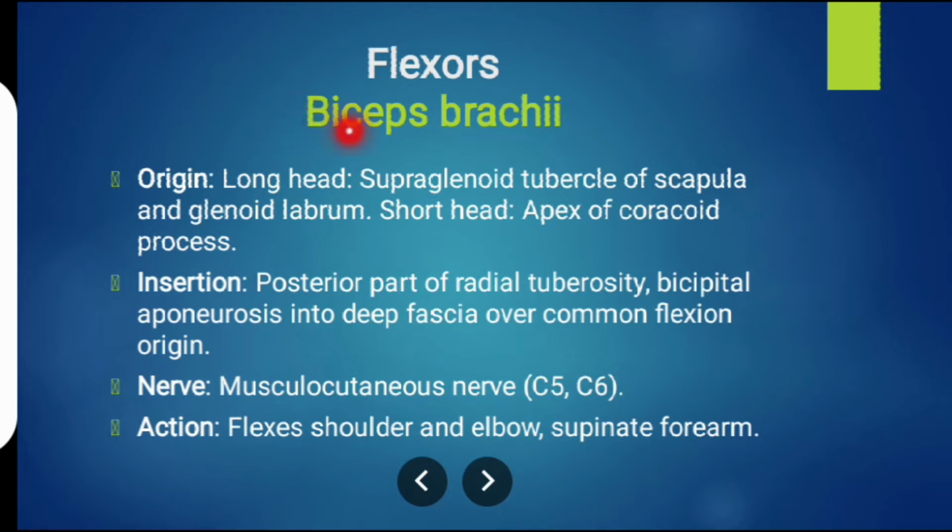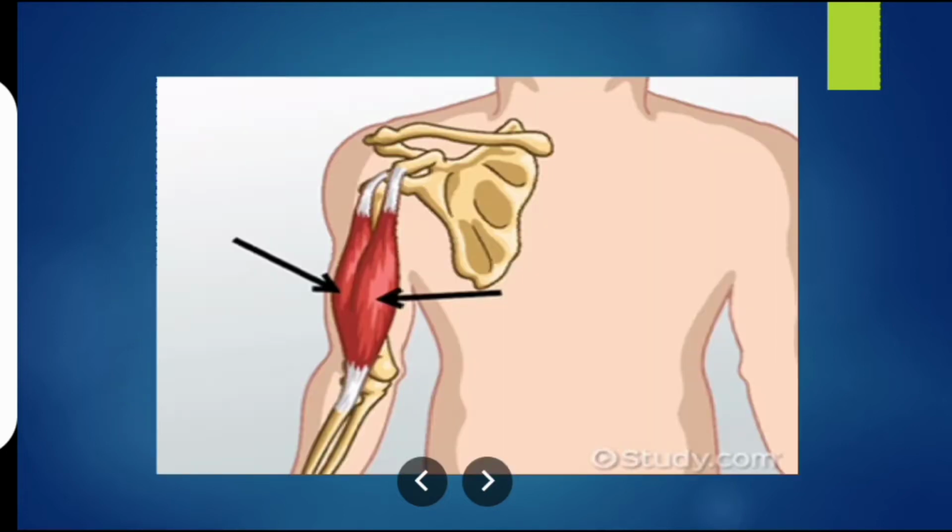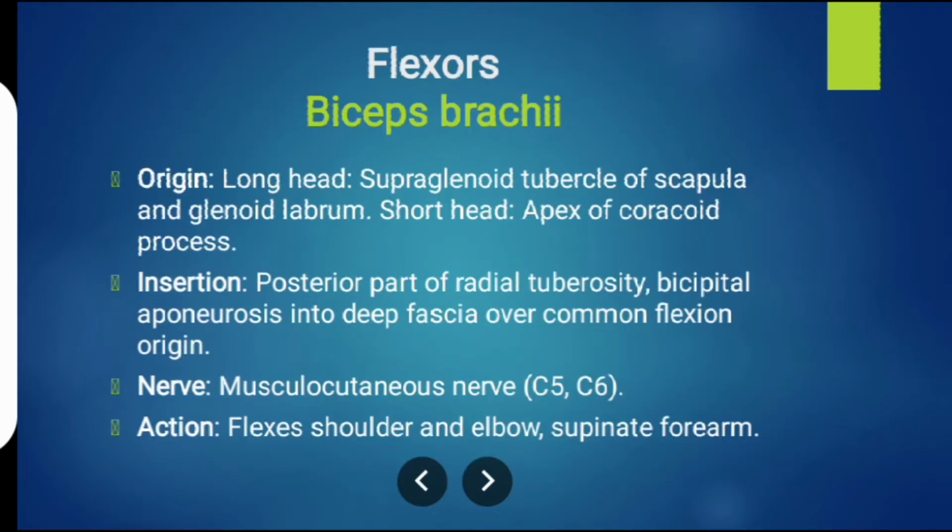The first muscle is biceps brachii muscle. The muscle in red is biceps brachii muscle. It has two heads, long head and short head. The origin of long head is from supraglenoid tubercle of scapula and glenoid labrum, and short head from apex of coracoid process. Its insertion is on posterior part of radial tuberosity, bicipital aponeurosis into the deep fascia over common flexor origin.